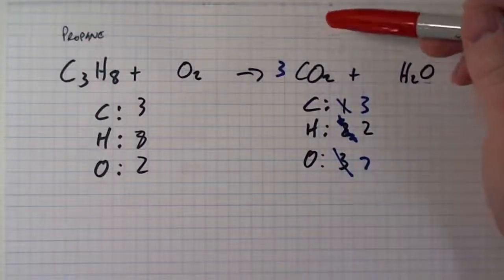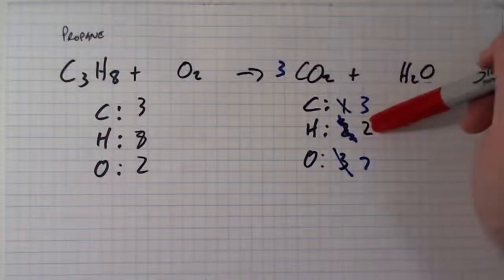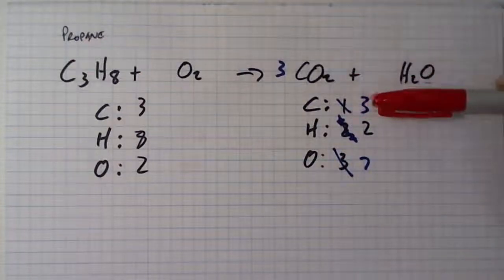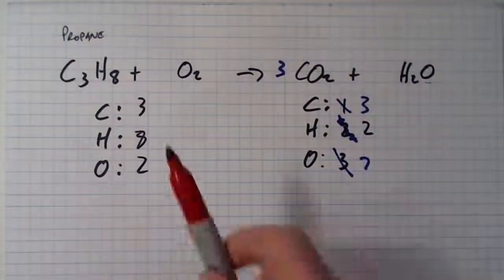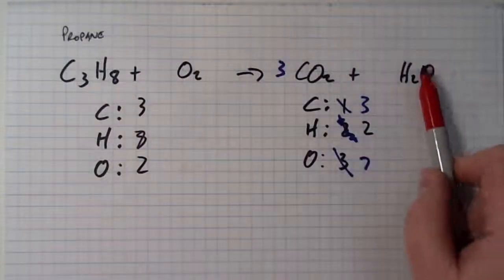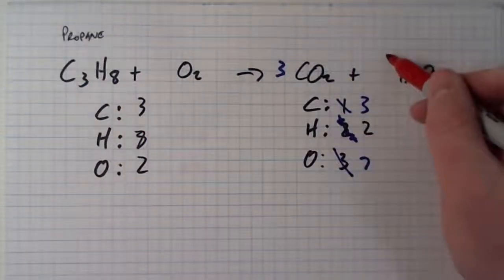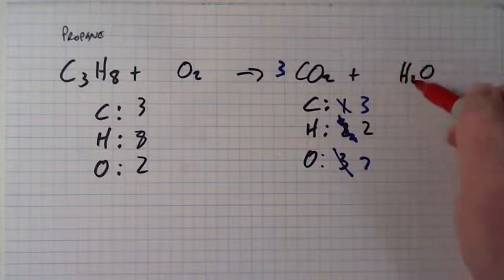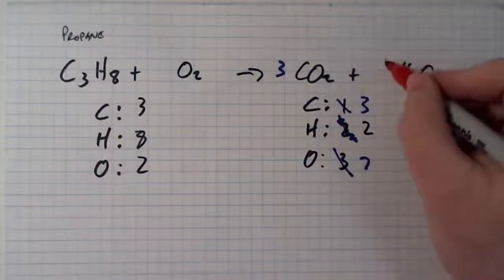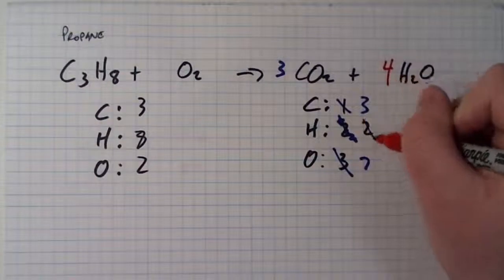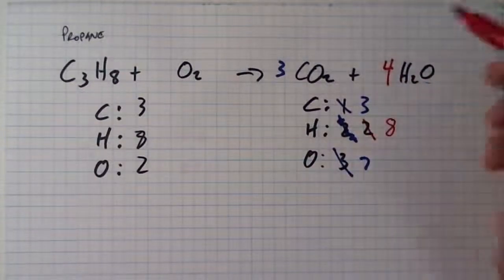All right, next up, what should we fix next? How about the H's? Usually, I honestly just go right down the list. All right, 8 H's on the left, I need 8 H's on the right. I don't want to just put an 8 here, because it's whatever I put here times 2. So what I need to put here is a 4. That will change that to an 8.